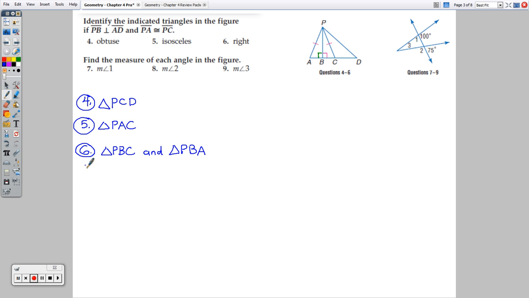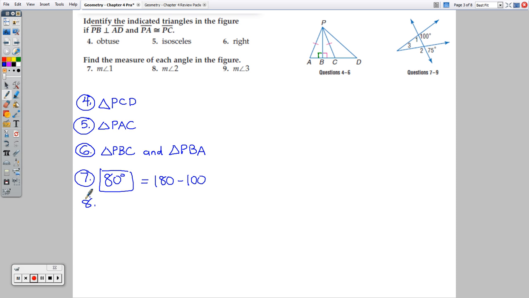And then 7 through 9, find the measure of each angle in the figure. We've got 1, 2, and 3 right over here. It looks like for number 7, that's a linear pair, 1 and 100, so that's clearly got to be 80 for that one. And that is just 180 minus 100.